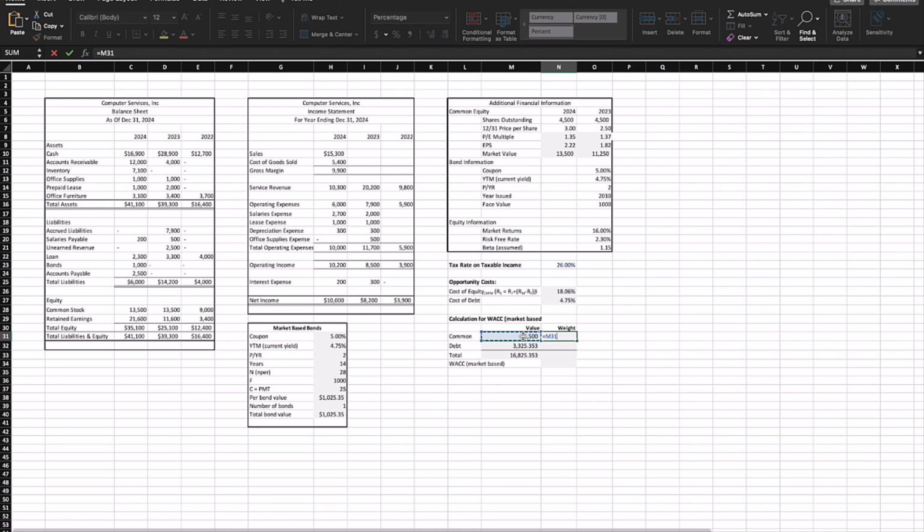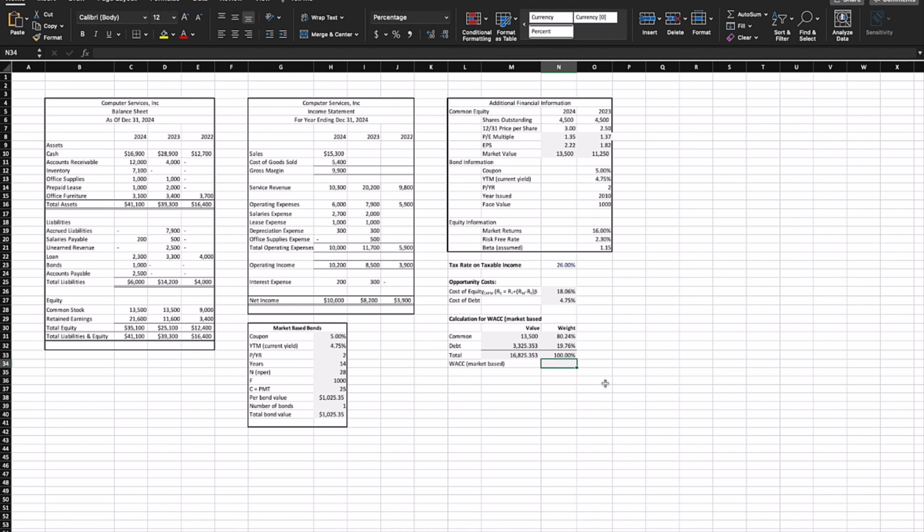So now we gotta get our weights. So this is a weighted average. And then this divided by the total gives us 100%. And this should equal 100% as well, as you can see down here, 100%.